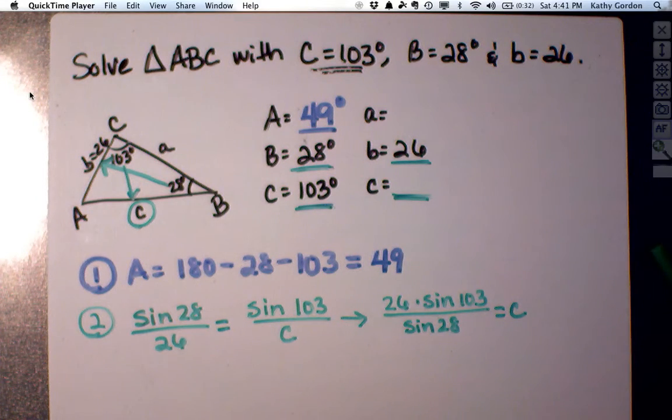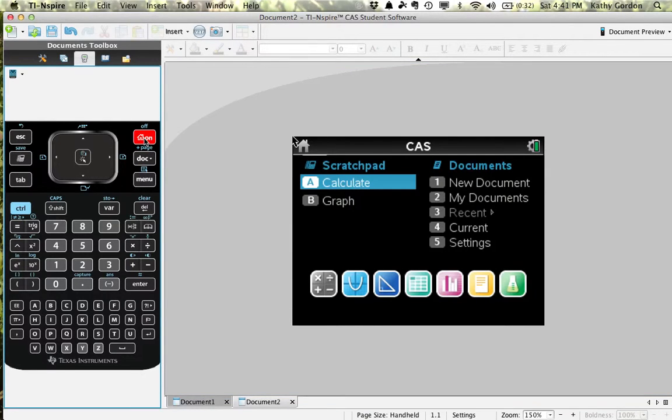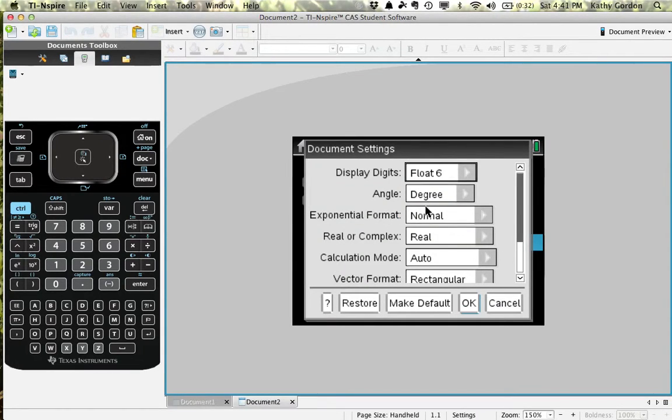Okay, so now if you go to your graphing calculator, the first thing you want to do is to make sure that you are in degree mode. So we need to go to our home setting here, choose settings, which is number 5, and then choose document settings. And right here where it says angle is where you set the mode for your angle. Mine is already set in degrees, so I don't need to mess with anything.